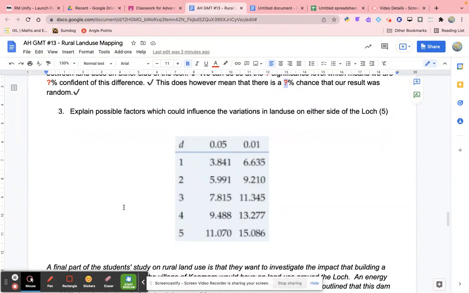Okay, so there we go. We've dealt with this particular question. Hopefully you go write it up, and hopefully that's helping you to start to understand how chi-square is used.